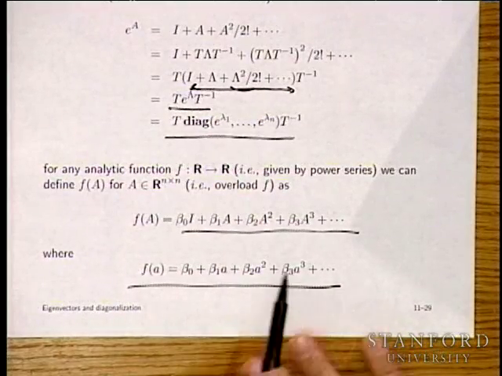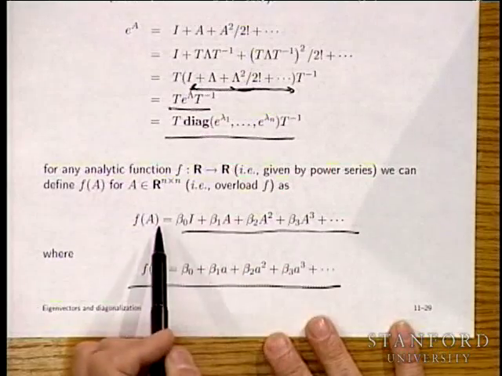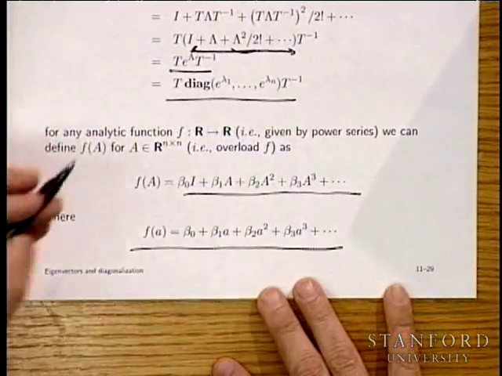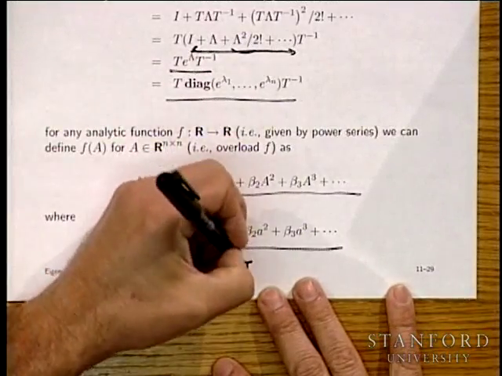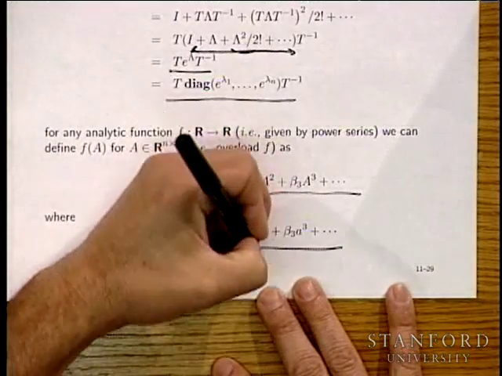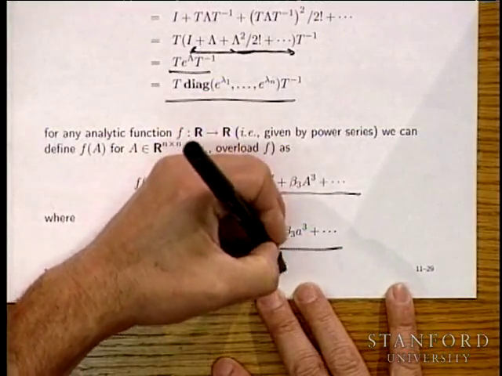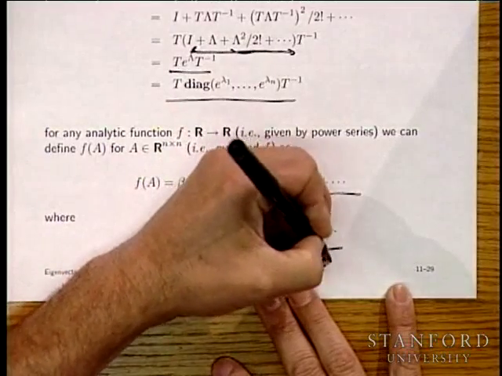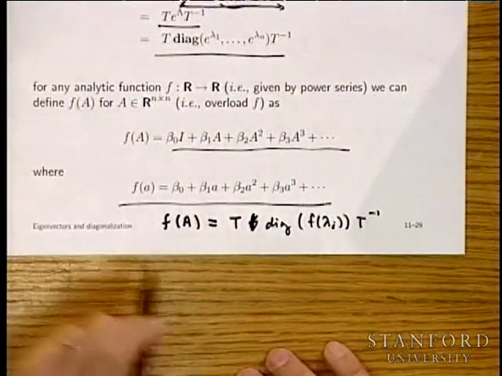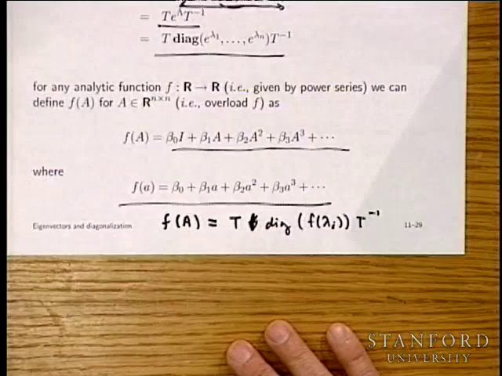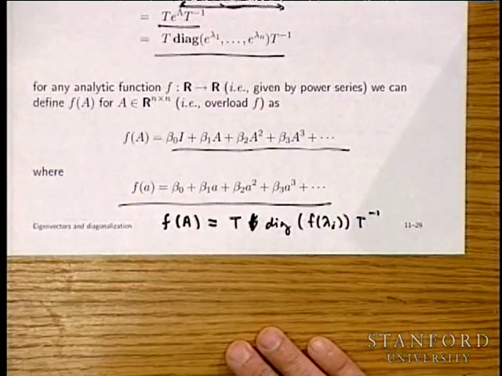to work out this thing. To work out this thing. So here, for example, we would have the following. We'd have f of A is T times, well, let me write it this way, diag of f of lambda i times T inverse. There's your formula, like that. Okay, so it gives you a very quick way.